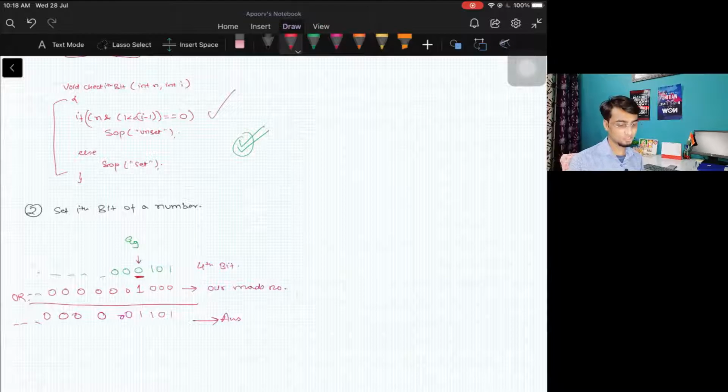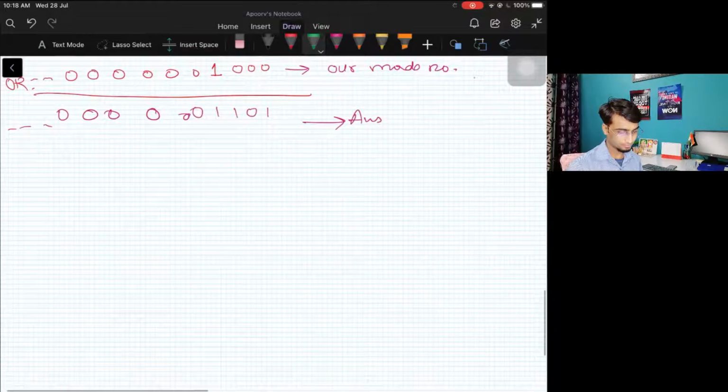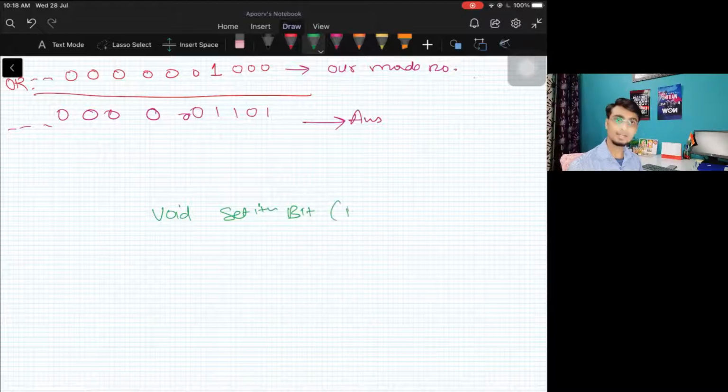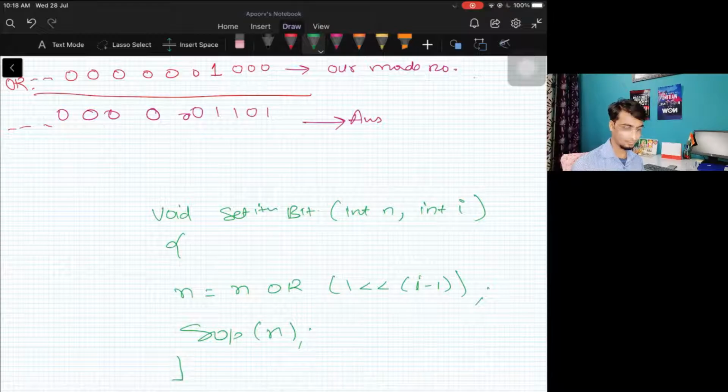How do we use this code? Let's make it new only, right? I thought of copying it from above, but let's make it new. Void set ith bit, given to us would be integer n and i, right? So what we need to do is, n equals n OR 1 left shifted i minus 1 times, right? SOP n. Simple, as simple as that. We have just set the ith bit of a number, right?